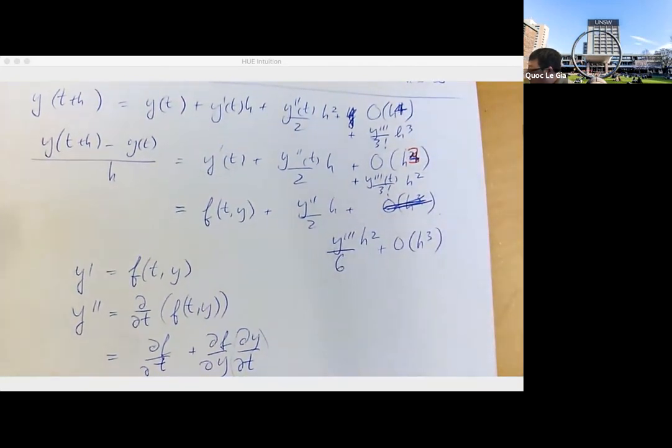So here we got h4 and we divided by h, so this one is h3. Yeah, that's correct. Sorry about that. So now I think it's correct.